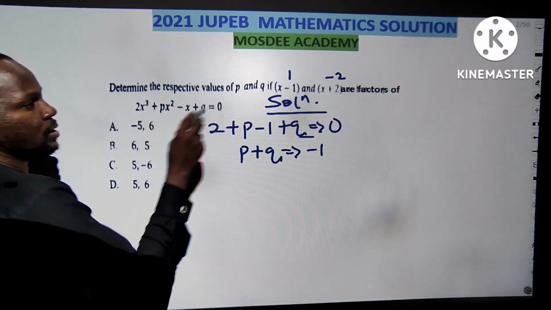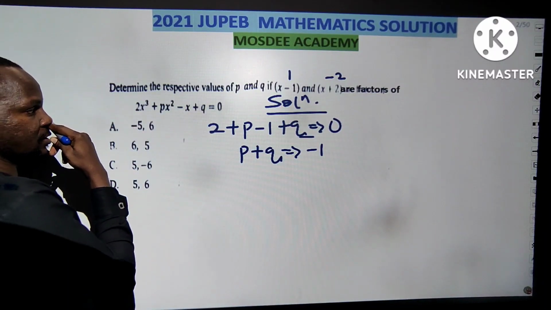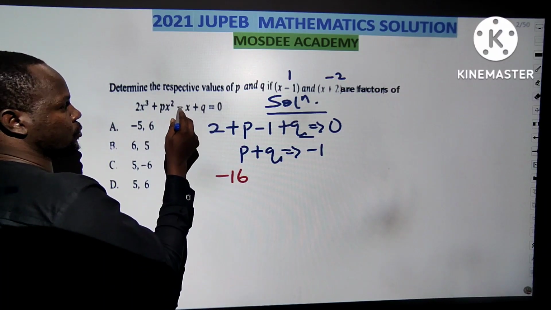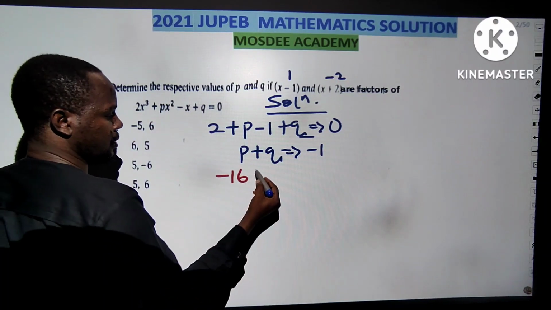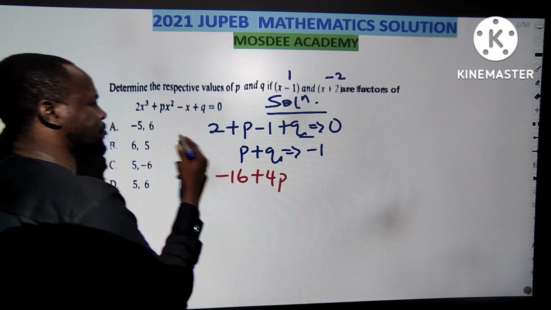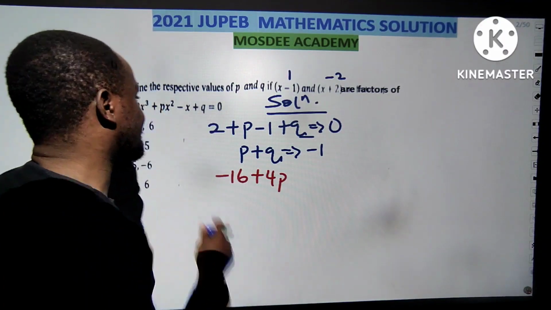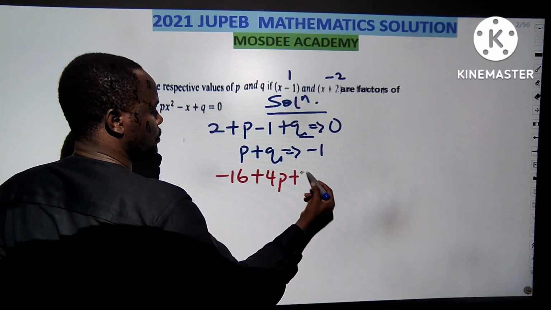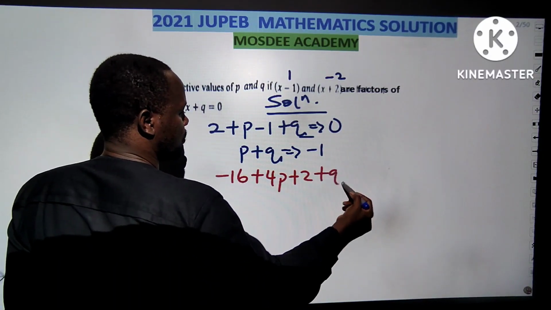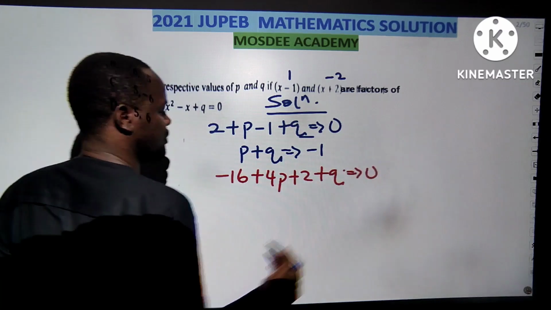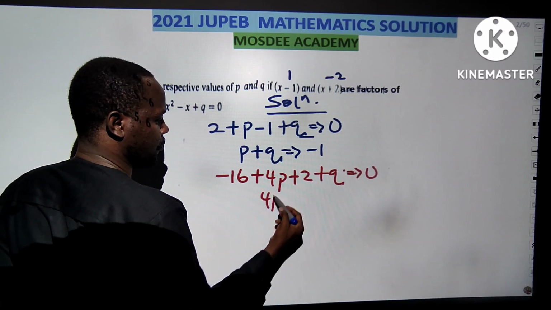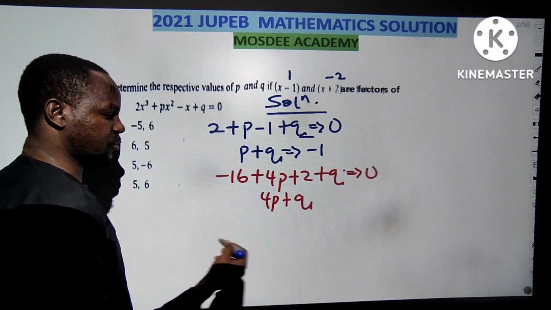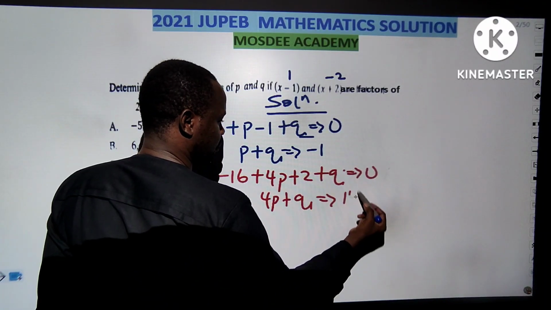I substitute minus 2 into this. Minus 2 raised to power 3 is minus 8. Minus 8 times 2 is minus 16. Then minus 2 squared is 4, and 4 times p is 4p. I hope you guys can do the factor remainder theorem from junior classes. So minus minus is plus 2, and plus q equals 0. Reducing this, this is 4p plus q, this is minus 16 plus 2, that's minus 14, so that equals 14.